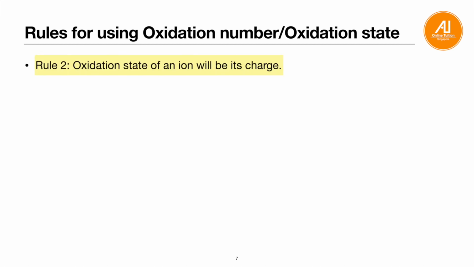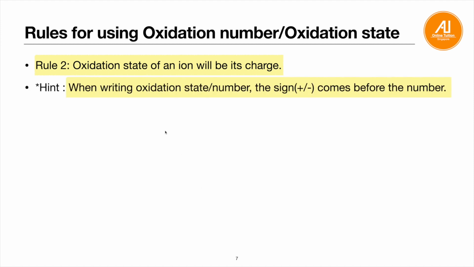Rule number 2, oxidation state of an ion will be its charge. What does this mean? Same thing. So when writing oxidation state or number, right, the plus and minus must come before the number. Okay, what do you mean? Let's look at one example. Oxidation number of Cu2+ is +2. Can you see? The charge is 2+. So the oxidation state will be +2. It's like opposite. The charge will be number first, then the plus minus. But for oxidation state, right, it will be plus minus first, then the number.